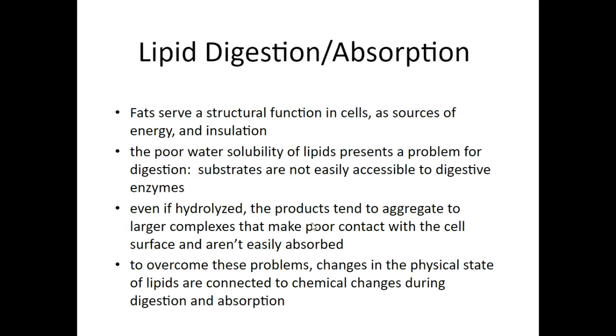So how would they interact with each other when they are immiscible or when they are not compatible? Diba? How do they mix together? So even if hydrolyzed, the products tend to aggregate to larger complexes that make poor contact with the cell surface and aren't easily absorbed. So to overcome these problems, changes in the physical state of lipids are connected to chemical changes during digestion and absorption.